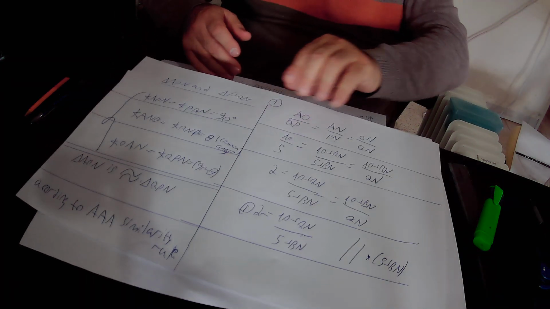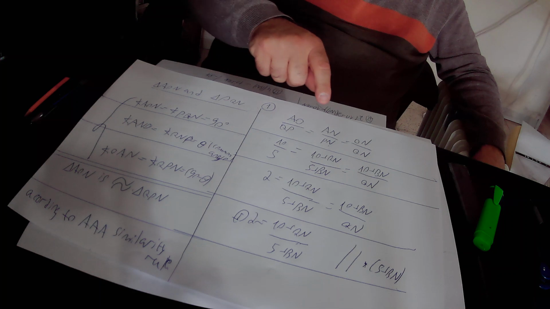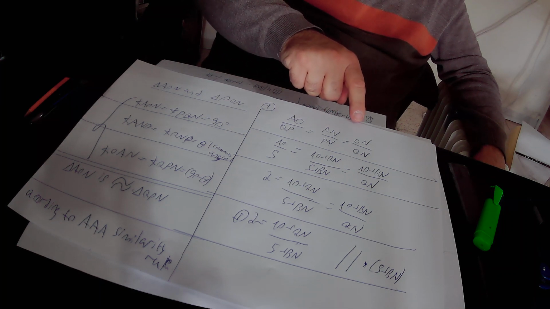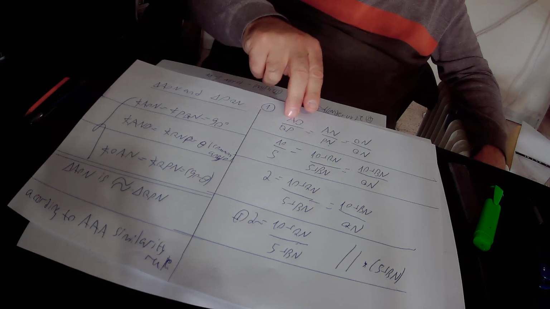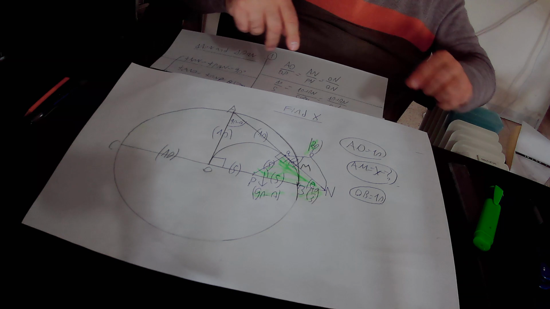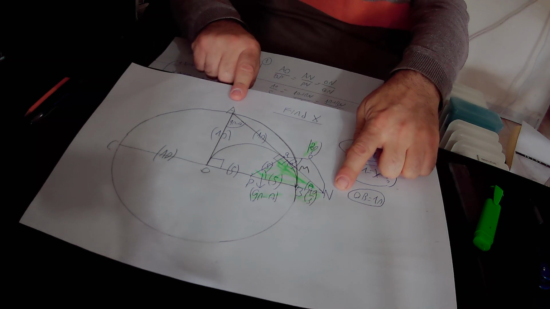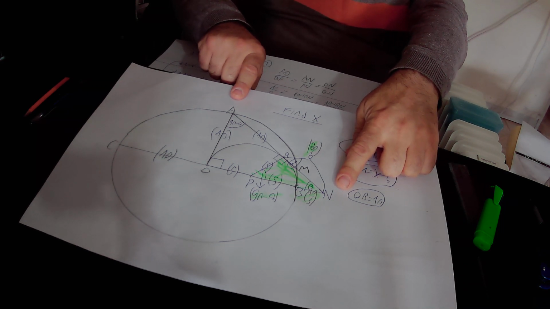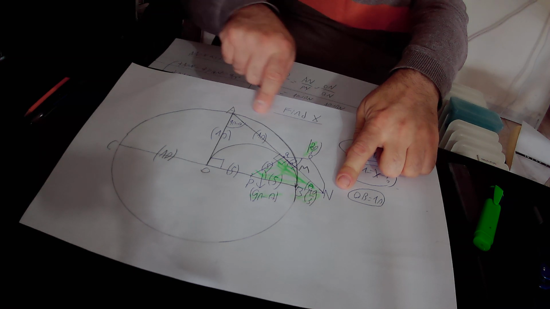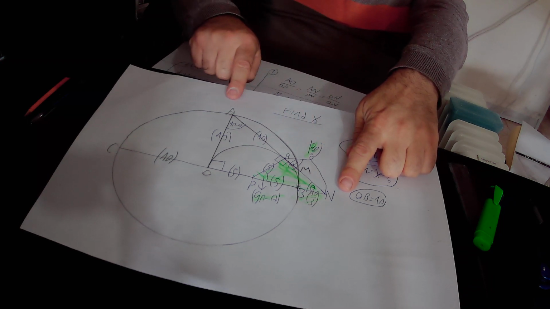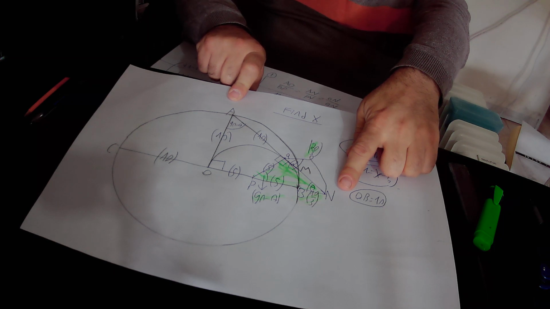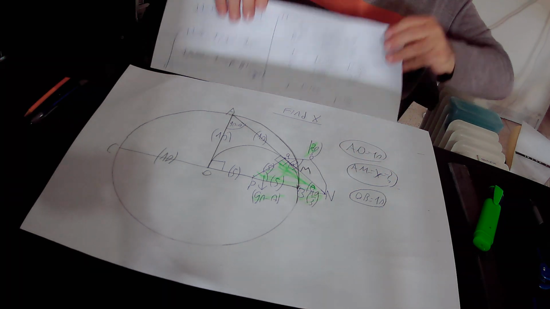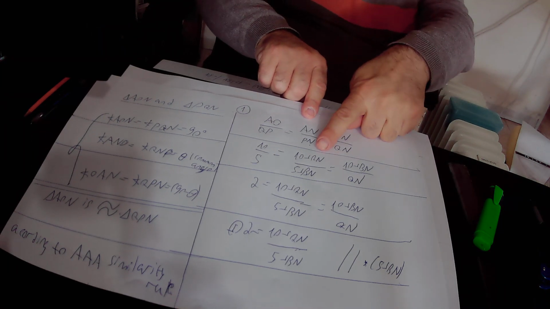We derive that AO over QP equals AN over PN equals ON over QN. AO is 10, QP is 5. AN, what is the length of AN? It is very easy to see that AN equals AM plus MN. Again, AN equals AQ plus QN. AQ is 10 plus QN. So in total, AN equals 10 plus QN.